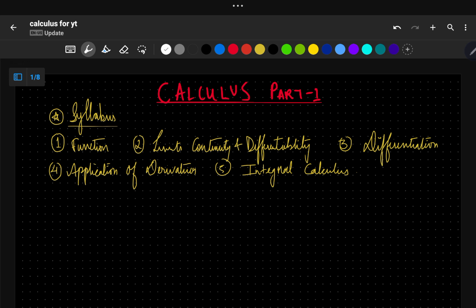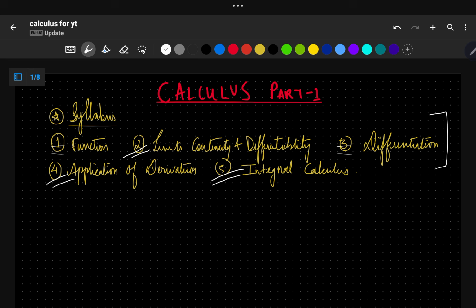So this was about my introduction, and we are going to start this new topic, that is calculus part 1. Let us know about the syllabus. The first chapter will be functions, right? After that we'll be learning about limits and continuity. After that differentiation. After that applications of derivatives. After that integral calculus. So this is all about calculus part 1.